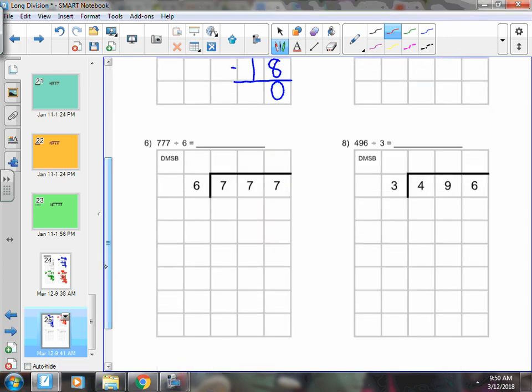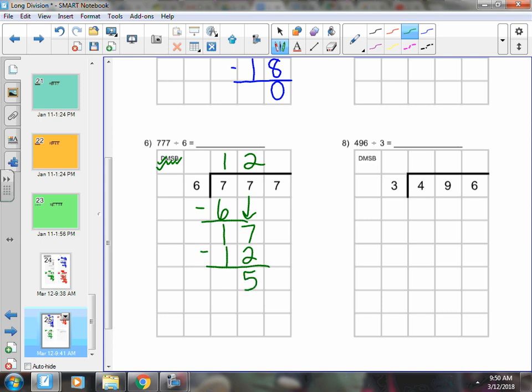Number 6, 777 divided by 6. So we're thinking groups of 6, groups of 6, groups of 6. How many groups of 6 fit into 7? 1 group of 6. Multiply. 1 times 6 is 6. Subtract. Bring down. How many groups of 6 fit into 17? Let's see. 6 times 3 is 18, so it's got to be 6 times 2. Multiply. 2 times 6 is 12.